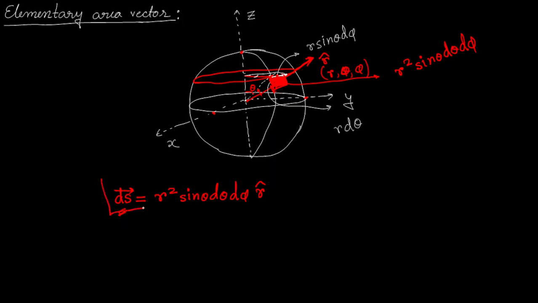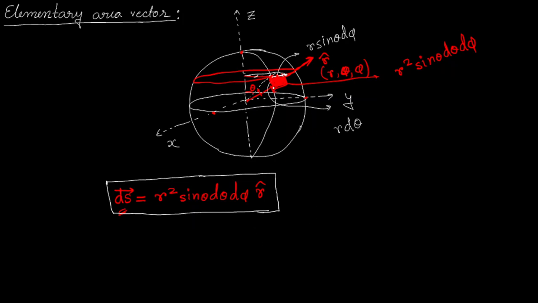So in spherical polar coordinate system, we want to write the direction of the elementary area vector. We'll write r square sine theta d theta d phi r cap. Okay. And now what will be the elementary volume?